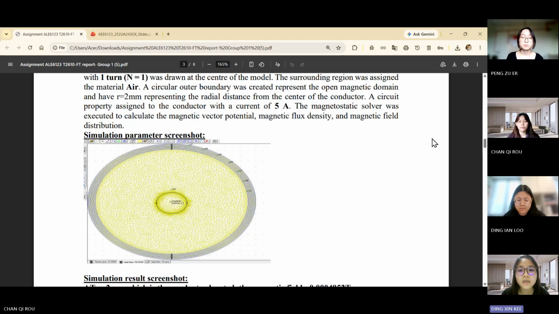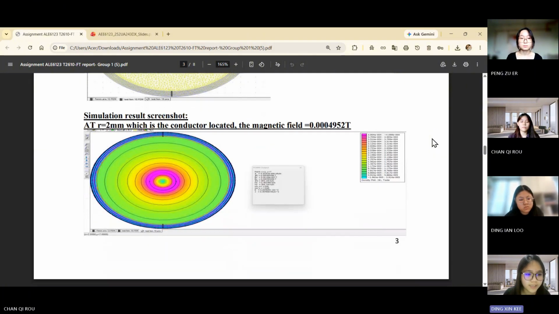To represent an open magnetic domain, a large circular boundary was drawn around the conductor. This boundary ensures that the magnetic field can spread naturally into the surrounding air without being artificially limited by the simulation area. After all the parameters are defined, FEMM can generate the simulation result, which is shown below. At r equals 2 millimeters, we get the magnetic field equal to 0.0004952 Tesla.